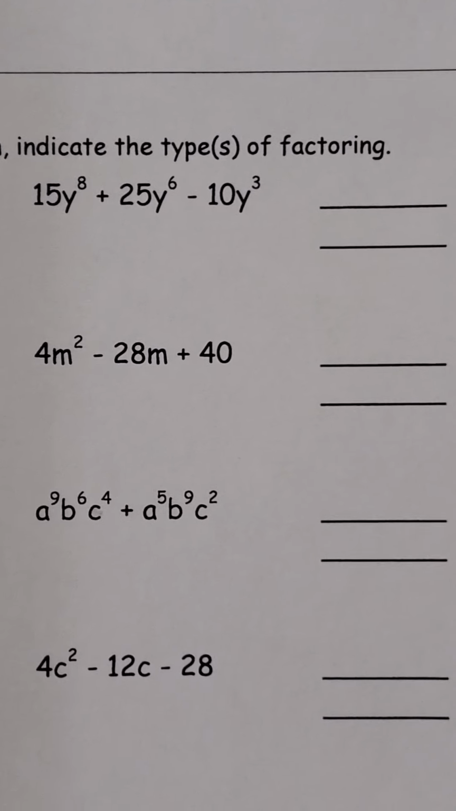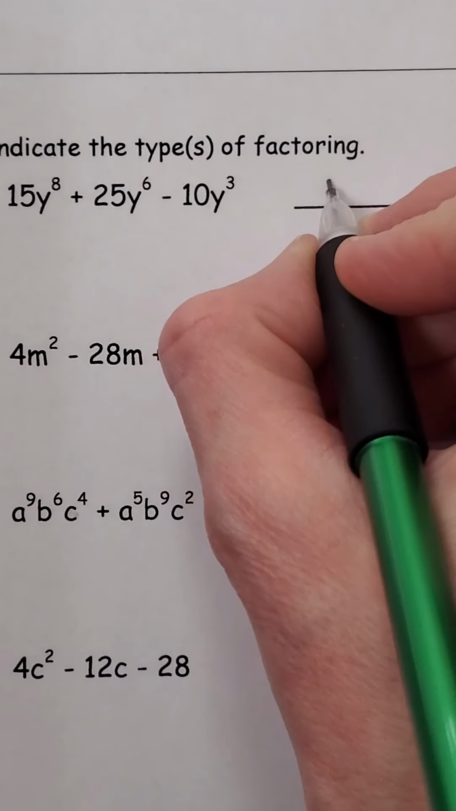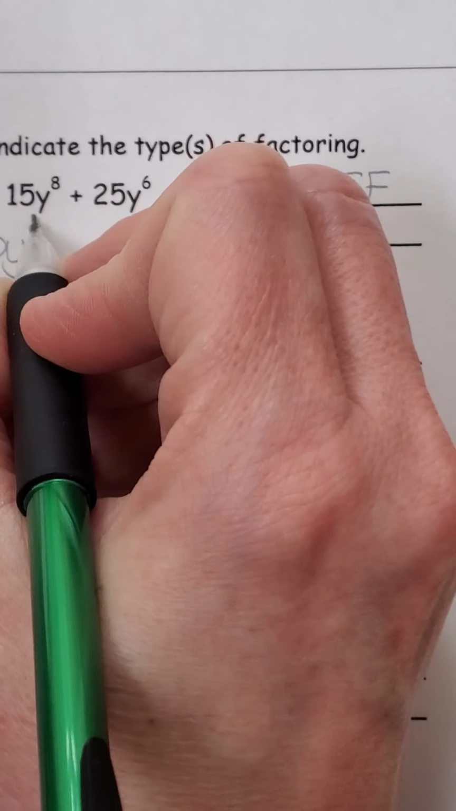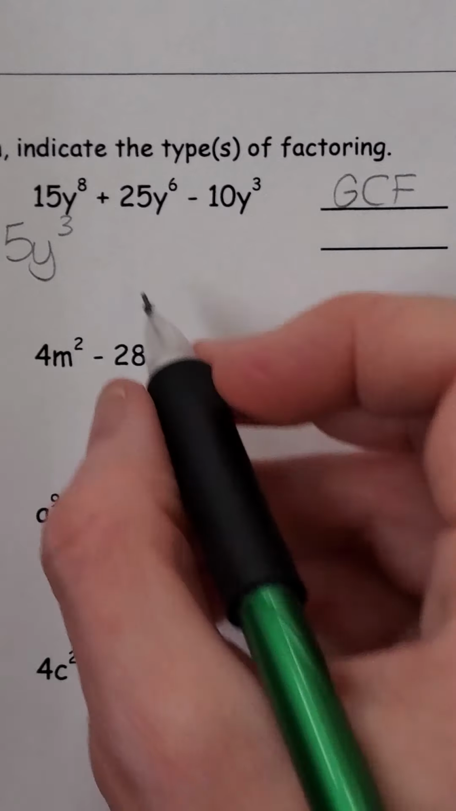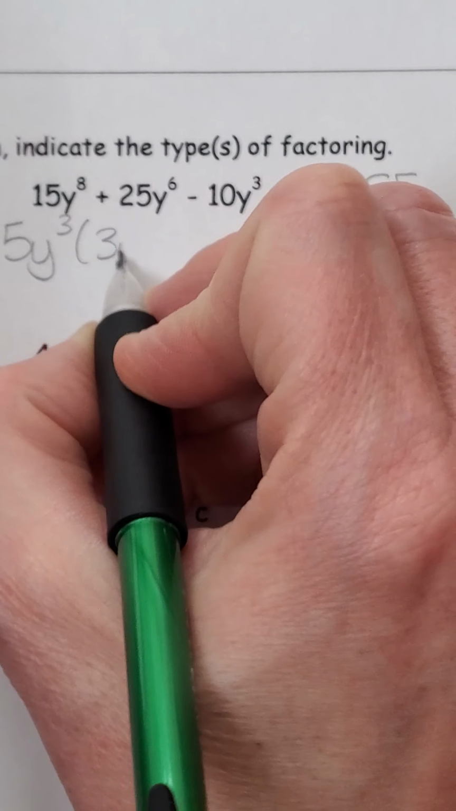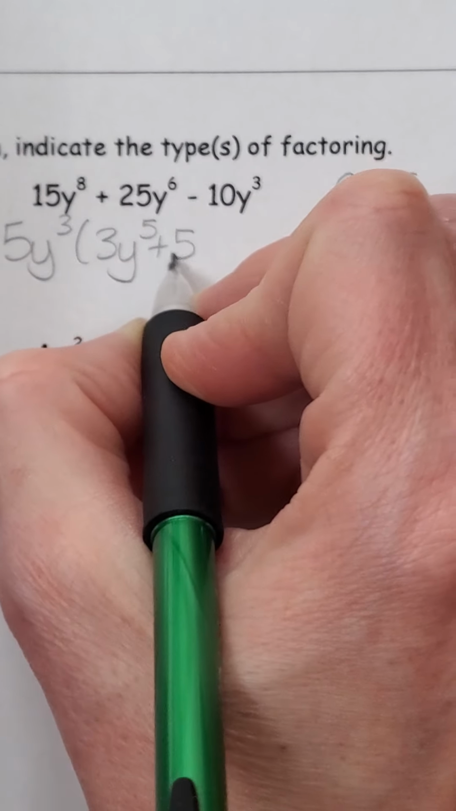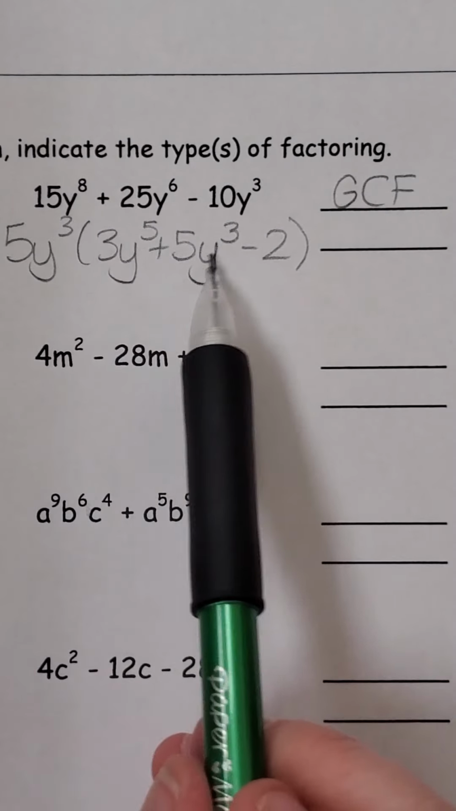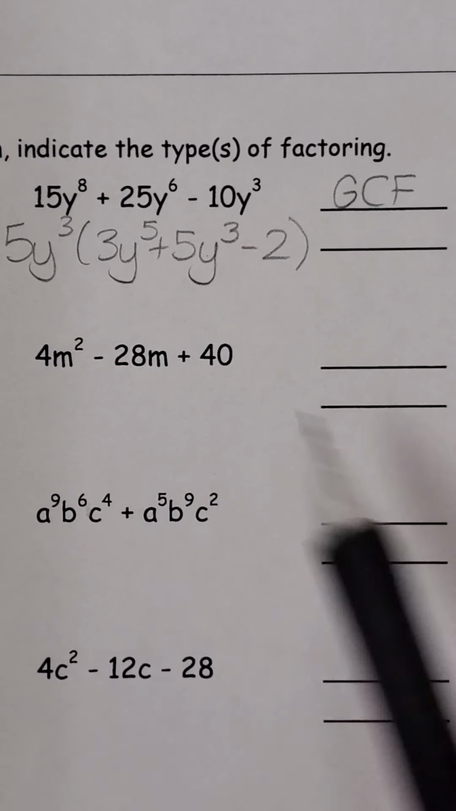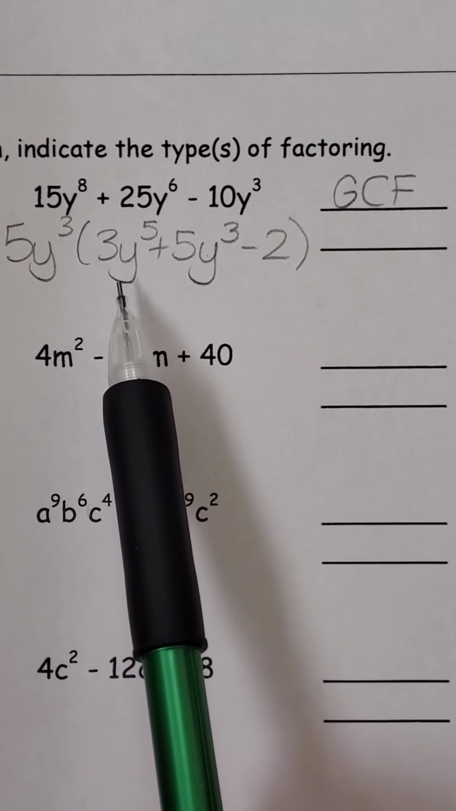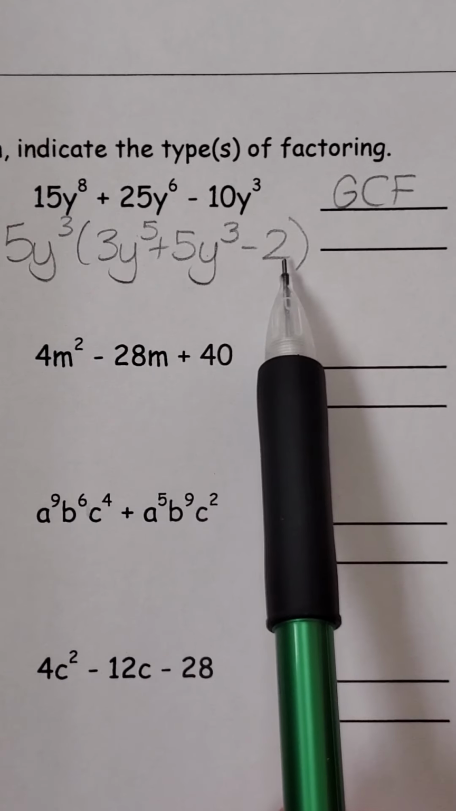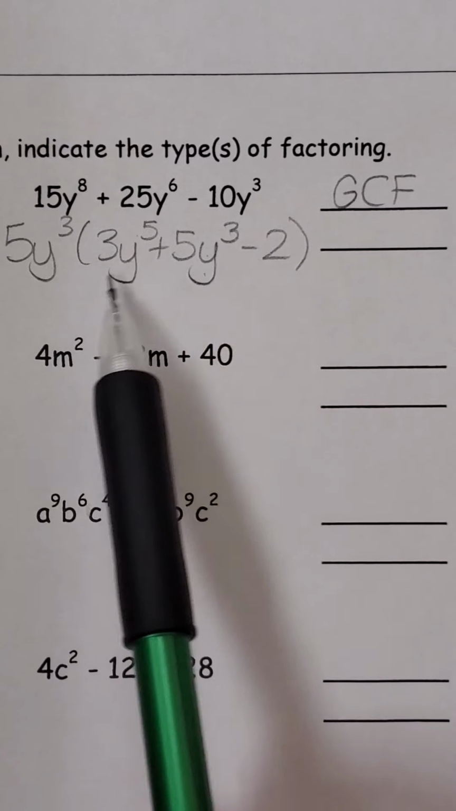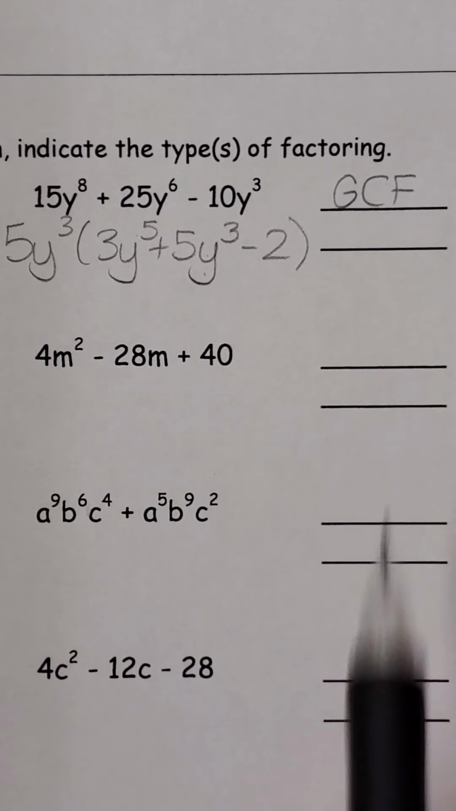Moving on, over here, GCF, 5y cubed. I can almost see that. There we go. 3y to the 5th. So let me ask you this. We'll just take a look. Is it possible that this is an easy trinomial? Well, you might say, well, yeah, because there's 3 terms. But all of our trinomials go variable squared, variable, constant, right? And this one goes variable to the 5th, variable cubed, constant. You can play it. It's not going to work, right? So we'll move on.